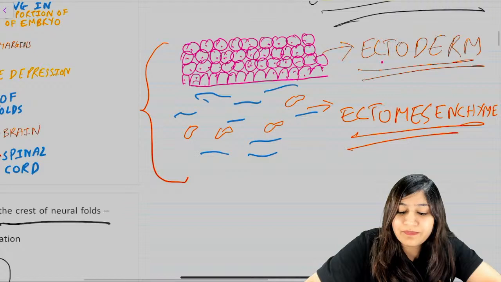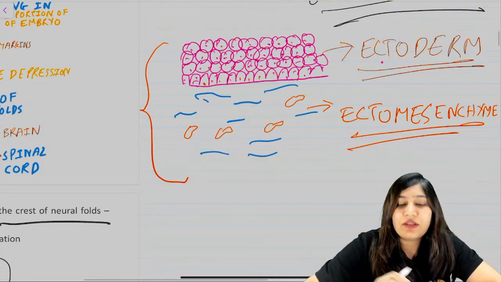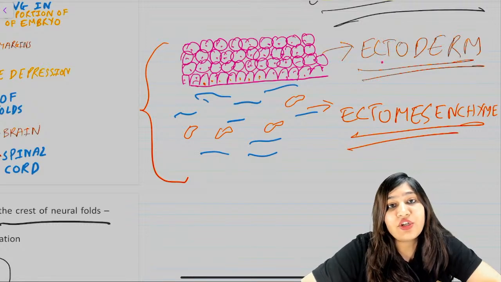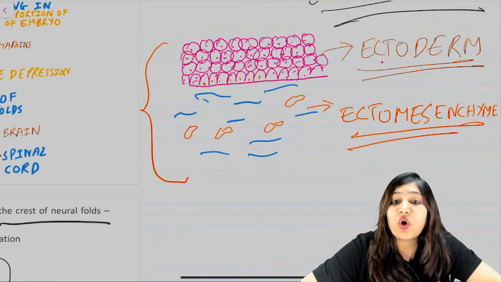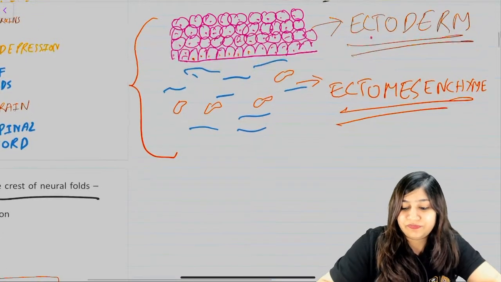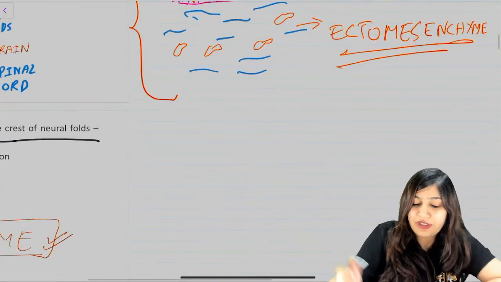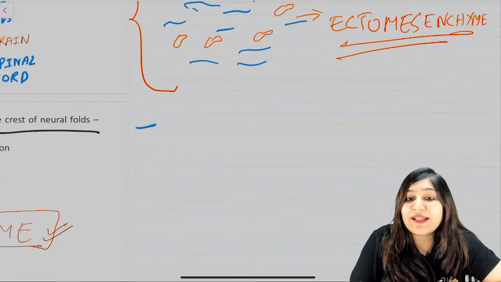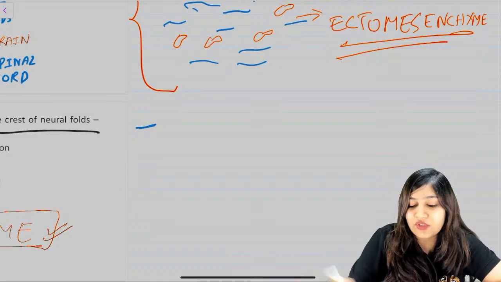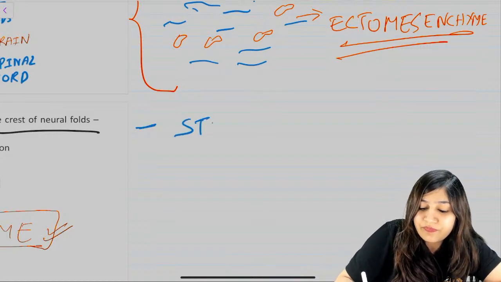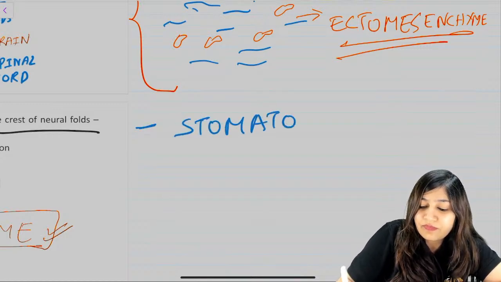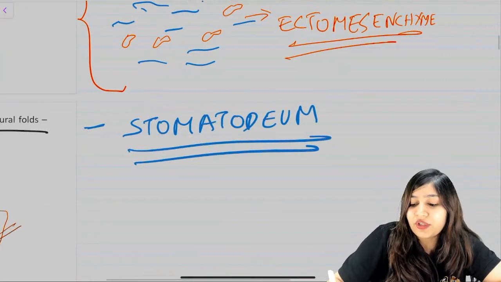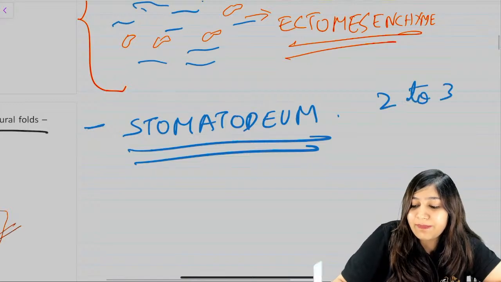Now what happens? Ectoderm is separated from the endoderm of the foregut by a buccopharyngeal membrane. Ectoderm of the oral cavity is also known as stomatodeum. Primitive oral cavity is known as stomatodeum. So it is basically what? 2 to 3 cell layered stratified squamous epithelium.